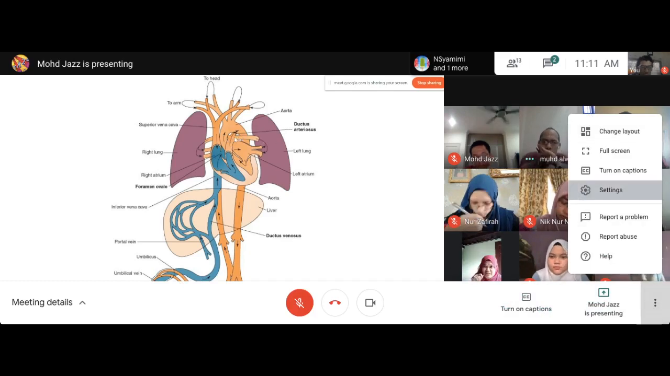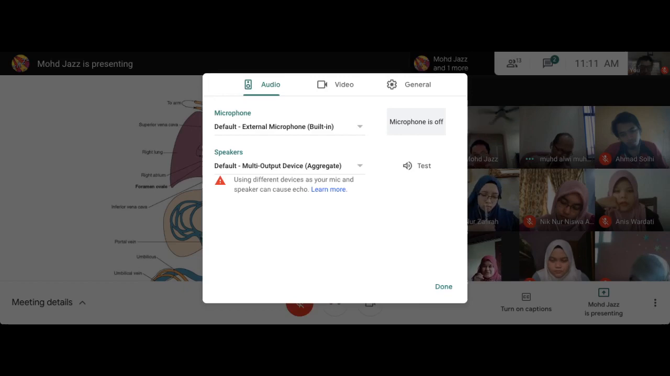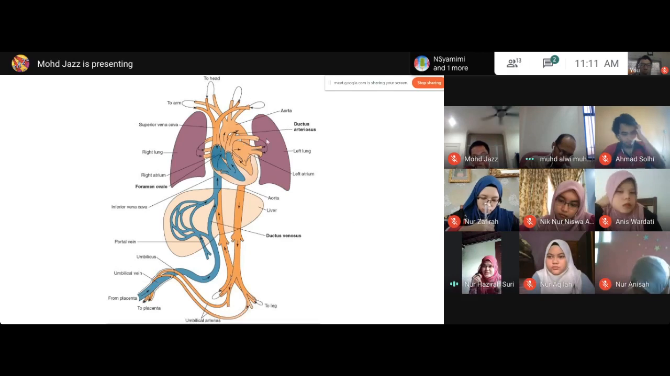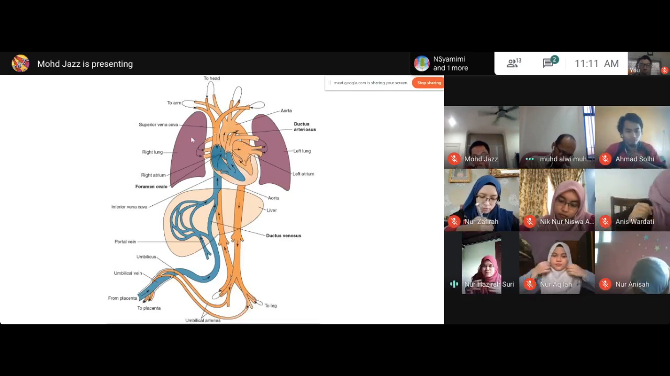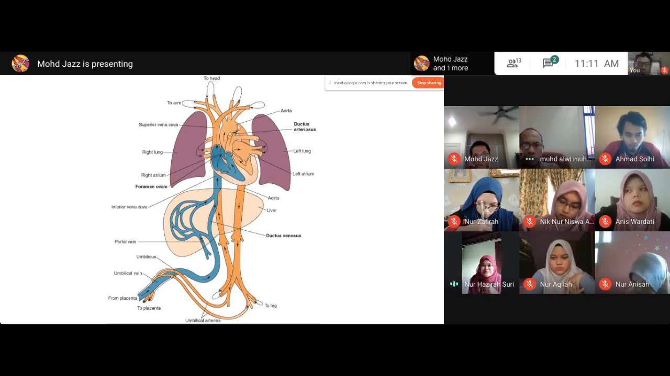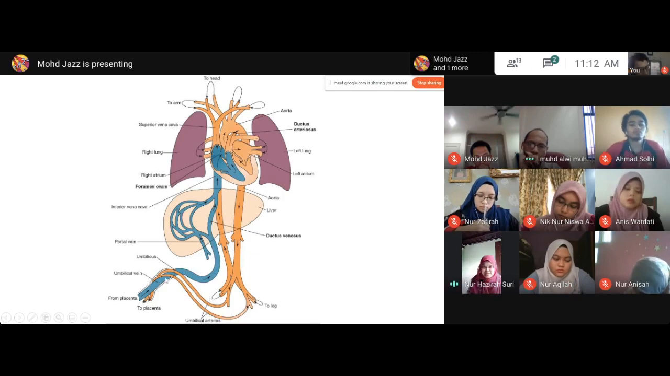Why? Because the pulmonary circulation, just now I mentioned that it is vasoconstricted, right? So only 5% will go into the lung, and the majority of it will go via the ductus arteriosus into the descending aorta. And then from the descending aorta, it will supply the lower part of the body, and also some of it will go to the two umbilical arteries into the placenta. And then in the placenta, the carbon dioxide and waste products will be released to the maternal circulation.